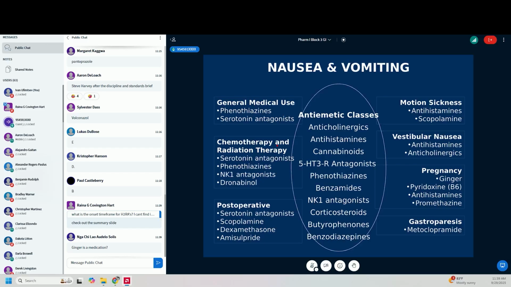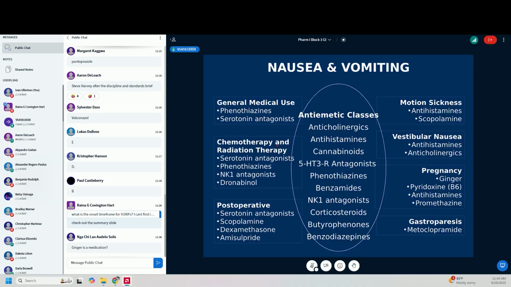Chemo and radiation therapy. Sometimes when someone is going in for chemo, they will experience nausea and vomiting most of the time. So we will pre-treat them, or we can give them medications after or during their chemo. Post-operatively, like if somebody has a procedure and they end up vomiting or get nauseous after their anesthesia, and then you have your motion sickness, your vestibular nausea, pregnancy, we'll go through that whole algorithm next semester, and then your gastroparesis medications that we can use.